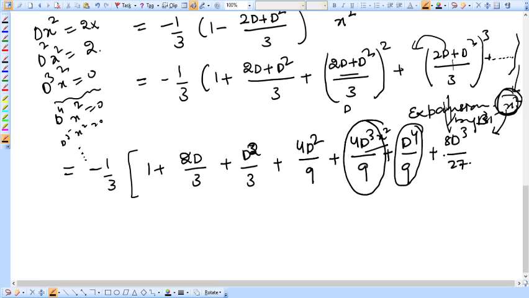So highest would be 6. So in this term, the degree of D would be varying from 3 to 6. Since differentiation of x square with respect to D cube is equal to 0, and the higher terms are also equal to 0, we can avoid these terms which are higher in degree than 3.